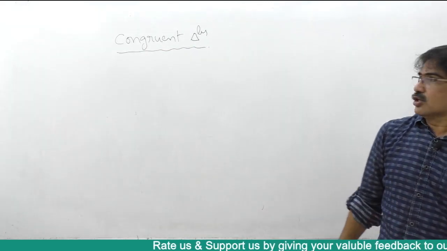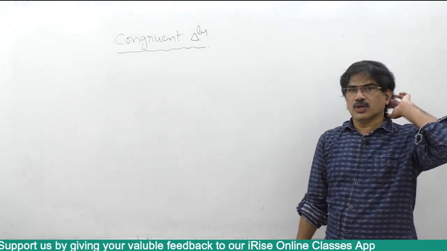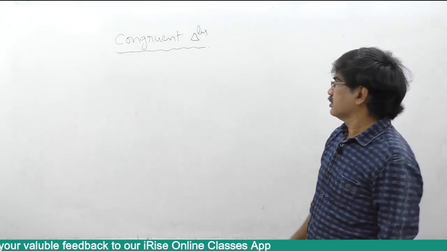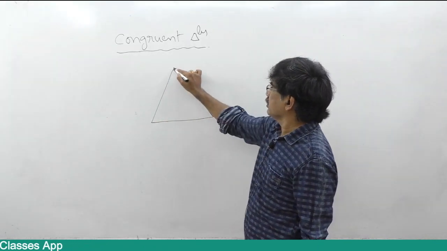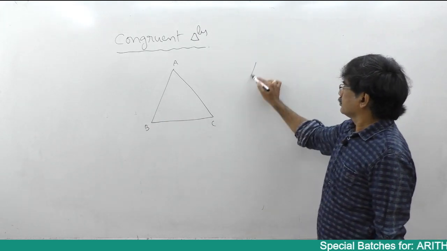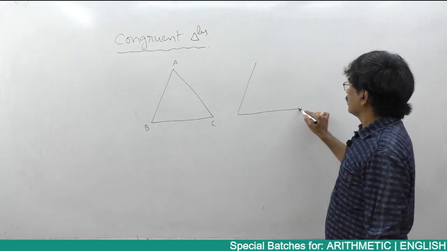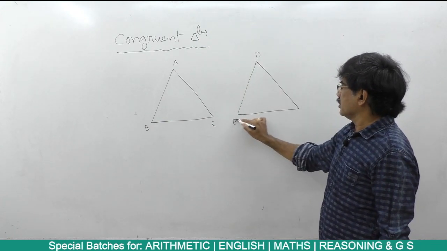Next topic, congruent triangles. What are congruent triangles? This is a triangle ABC. This is one more triangle DEF.